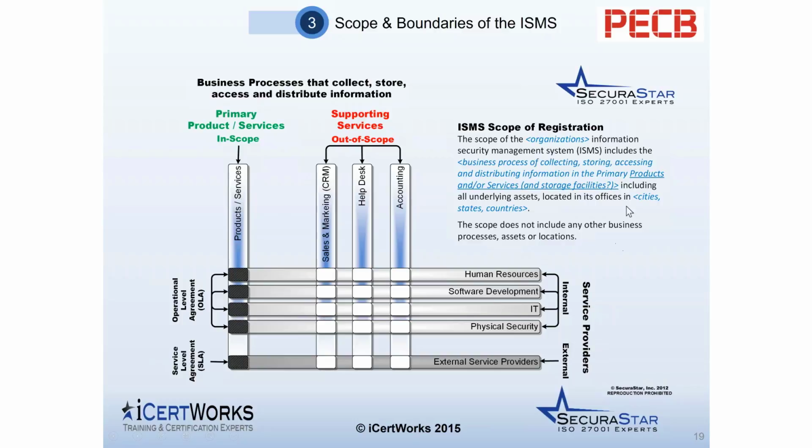Now let's look at a sample scope statement. This is a really generic one, but the scope of this organization's information security management system includes, and you can name the business process in here, or the products and services that collect, store, access, or distribute information within these primary products. I'm just saying replace this blue statement here with whatever the business process is within these primary products and services.